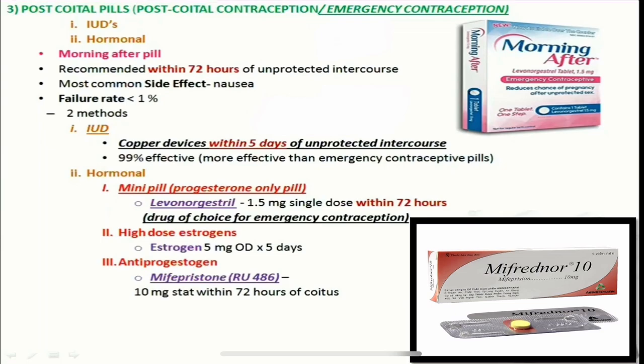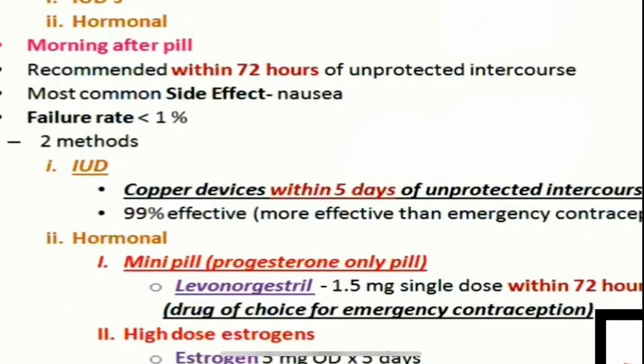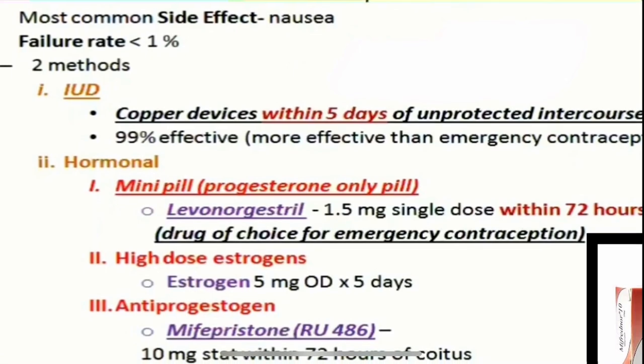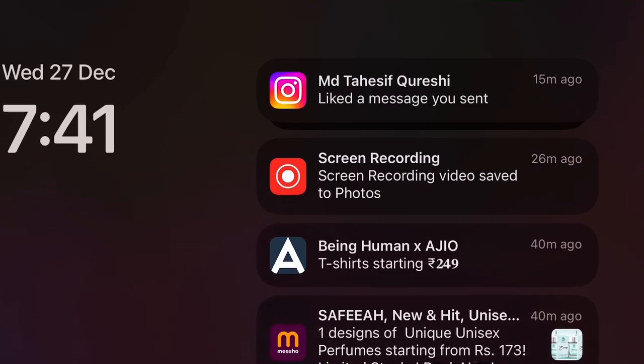Moving on to postcoital contraception, which is the postcoital pill, also known as emergency contraception. It could be in the form of IUDs or hormonal. Postcoital or morning after contraception is recommended within 72 hours of unprotected intercourse. Most common side effects could include nausea. The failure rate is very low, less than 1%.